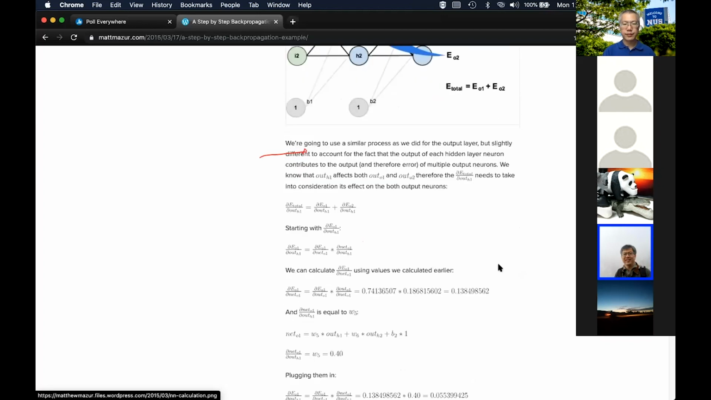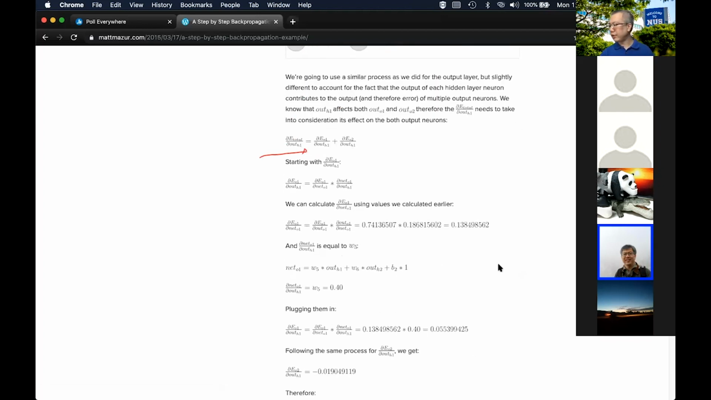Okay, so we can do that. So let's step through here. Okay, so it says here, we are going to do a similar process as we did for the output layer, but now we have output for each of the hidden neurons contributing to the output, for multiple output neurons. I'm just reading up here.